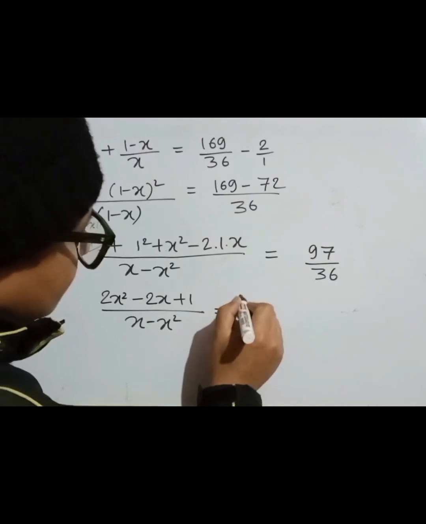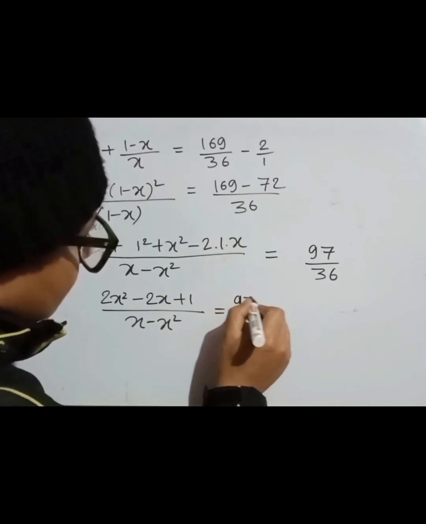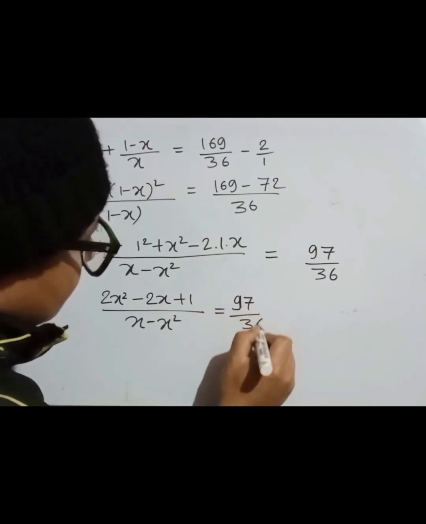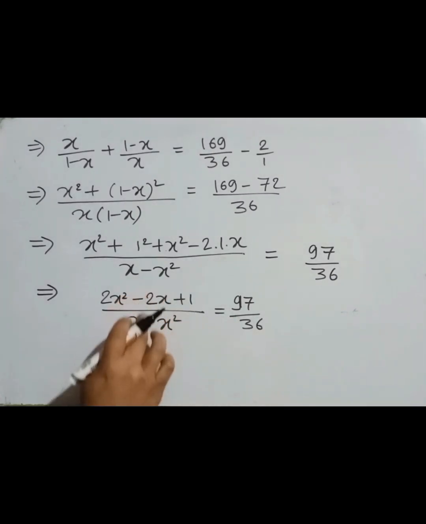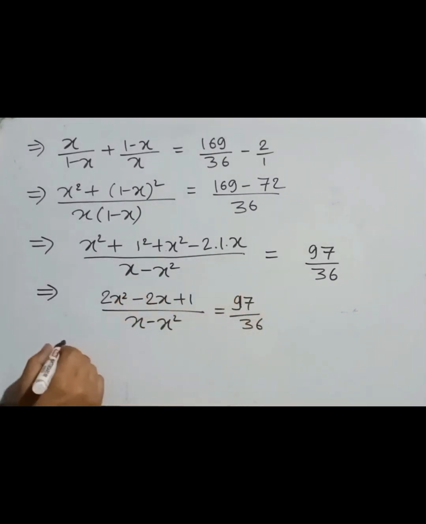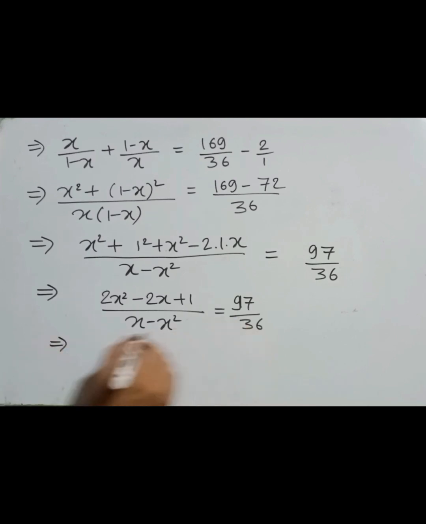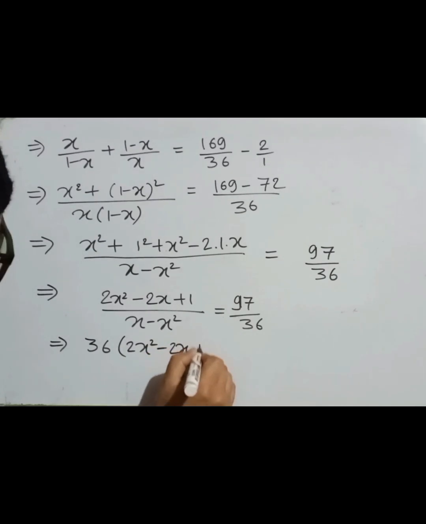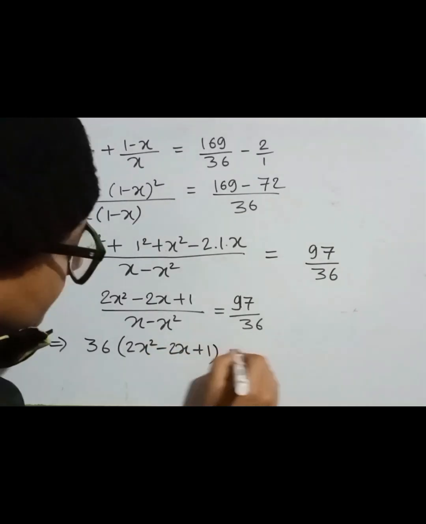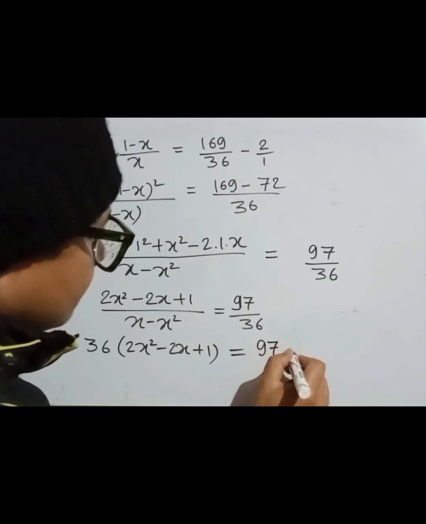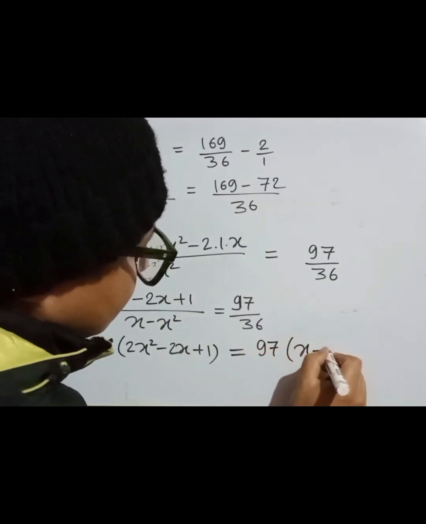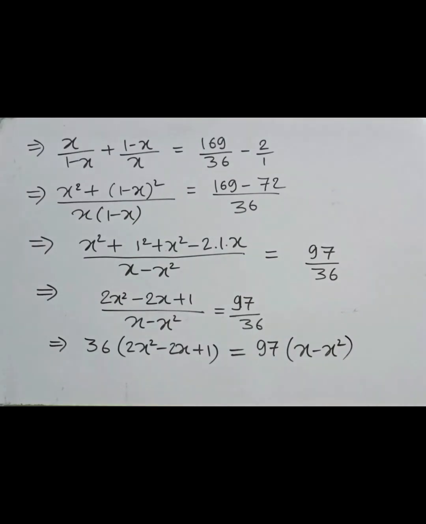And the right hand side is 97 upon 36. Now we can cross multiply 36 into this and this into this. So in the next line we get 36 into 2x square minus 2x plus 1 is equal to 97 into x minus x square.